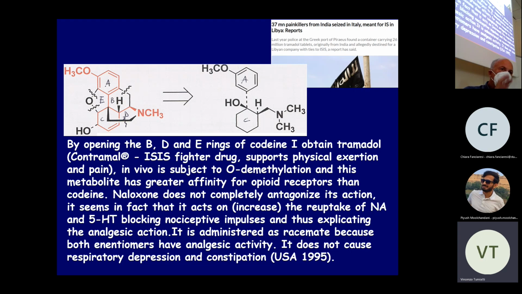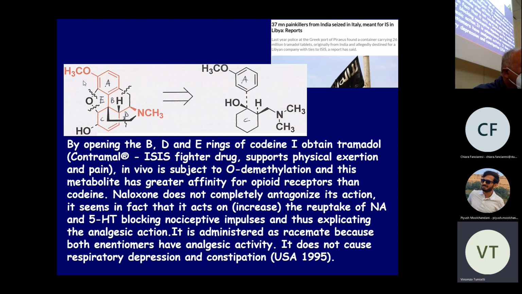But there is another compound, very common, very used, called contramal, tramadol. Here you see the chemical structure of codeine. You see there is a methyl in this position. So it is not morphine. Morphine has an OH. Here there is a methyl group.